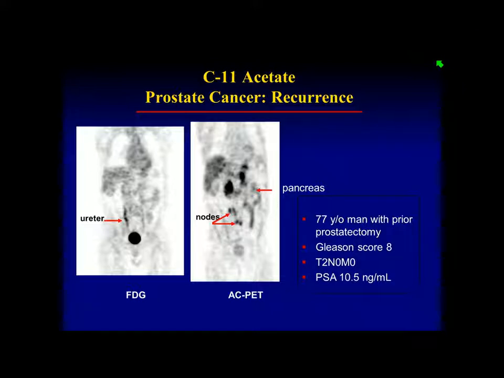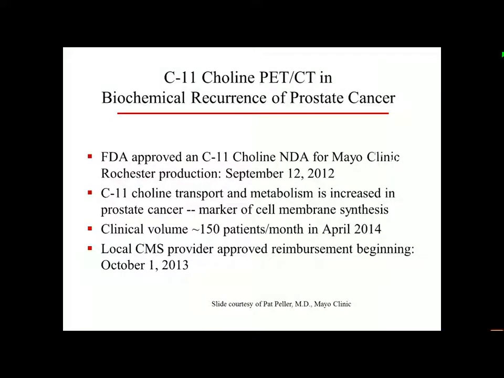This is just, again, a C11 acetate patient with recurrent disease, compared to FDG. You see the ureter, whereas in the acetate PET, you're able to actually visualize the nodes. So C11 choline was very exciting news when this happened. It's intended for biochemical recurrence of prostate cancer. FDA gave their approval in 2012.